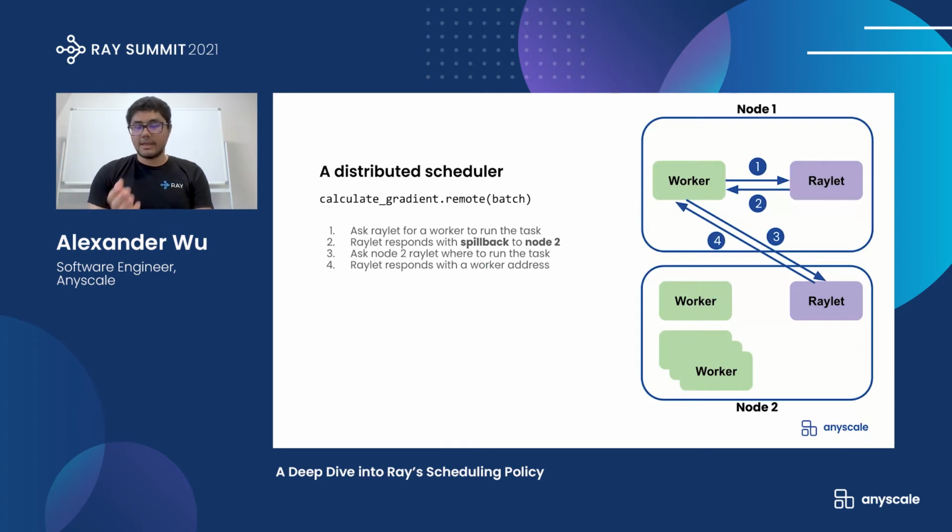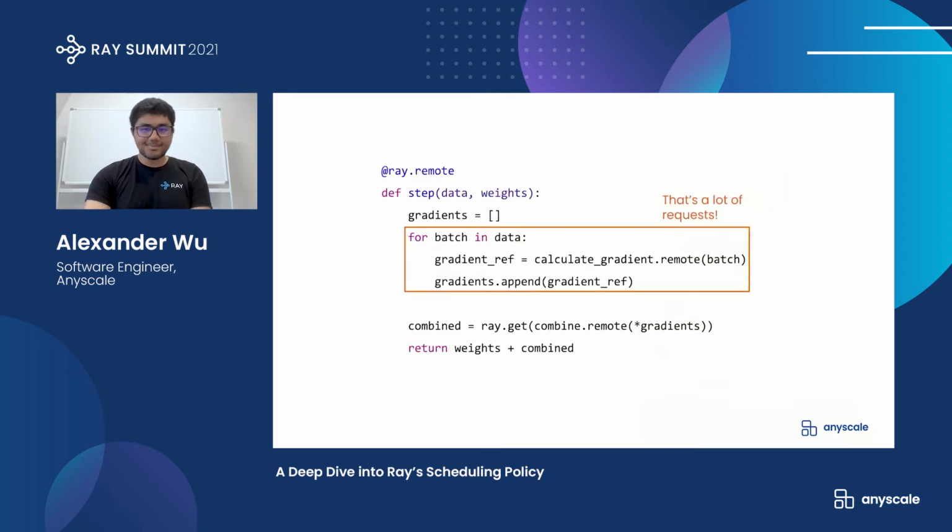Now, it is possible that the raylet on node 2 does not actually have any available workers, and you could keep repeating steps 2 and 3 a bunch. But let's say it does have a worker available. It'll send an address for that worker to our requesting worker, and our two workers can now directly communicate with each other in order to execute a task. And so now we can just run our calculate gradient task because we're communicating directly with the worker that will run it.